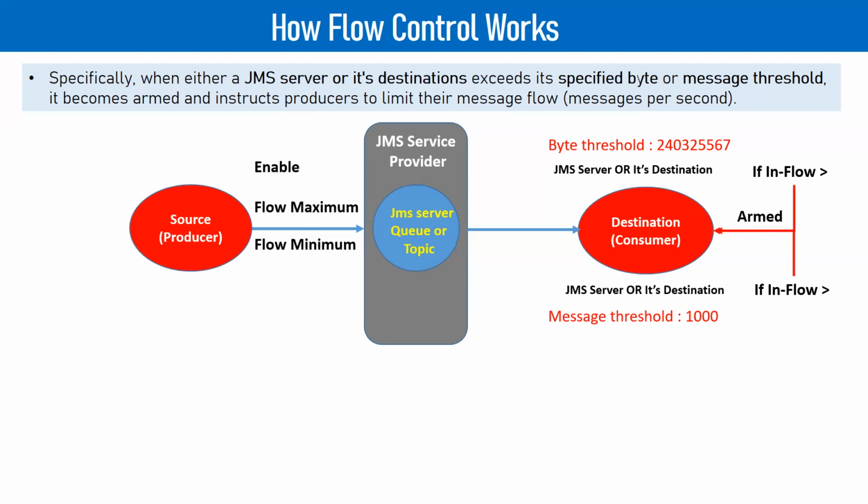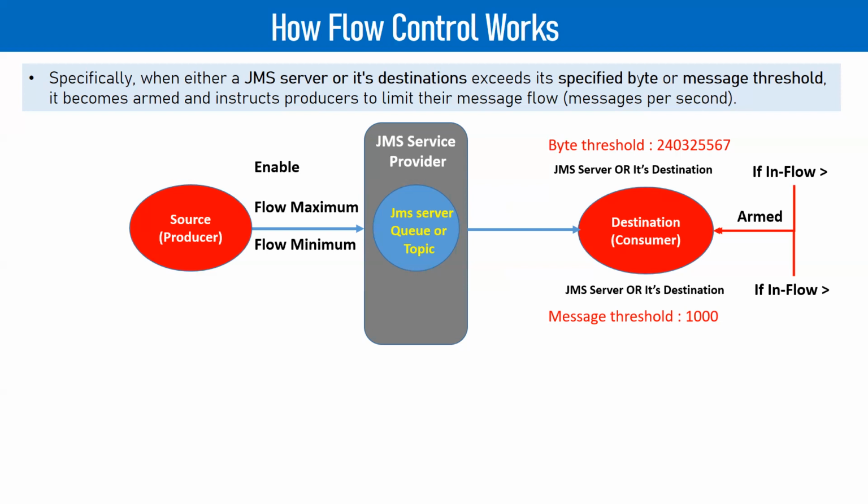What is the meaning of that? Once it is armed, now this is a very important term: armed and unarmed. When your threshold is breached, your destination will be armed, and it will ask the producer to enable flow control. When it enables flow control, your source application will have two settings, called flow maximum and flow minimum. Then your source will start sending messages to your destination based on the flow maximum and flow minimum capacity.